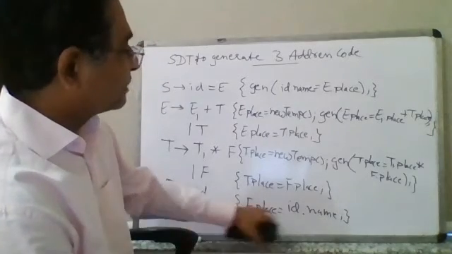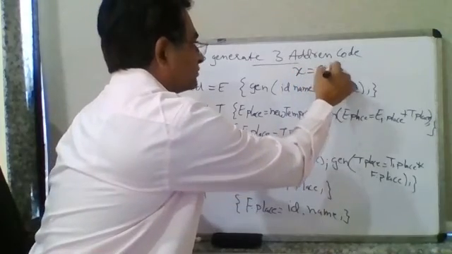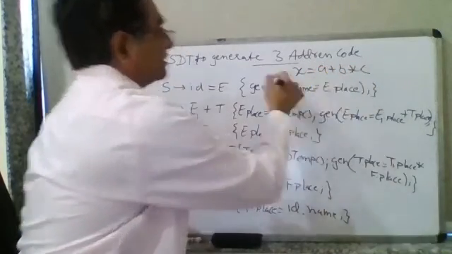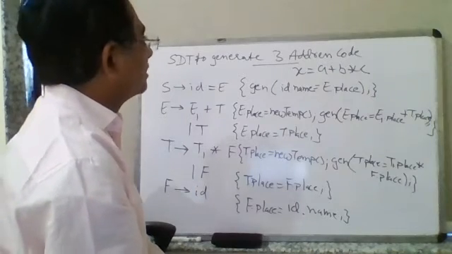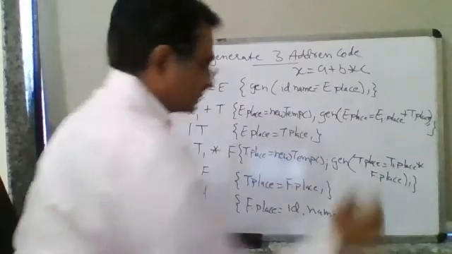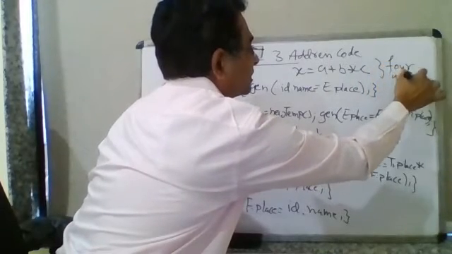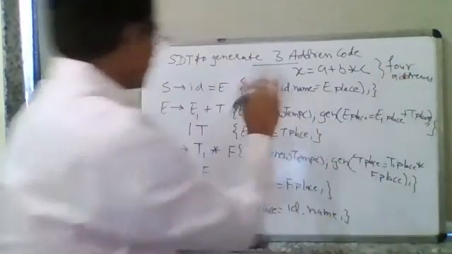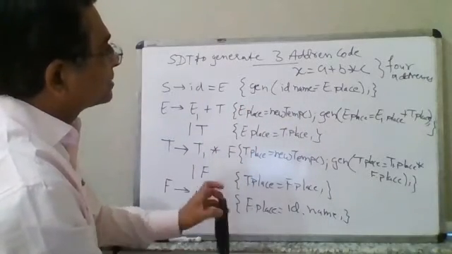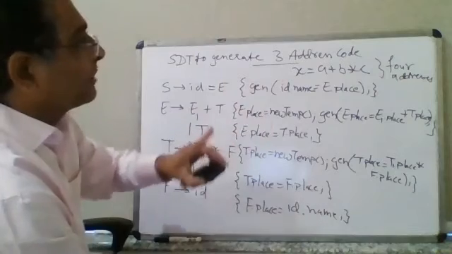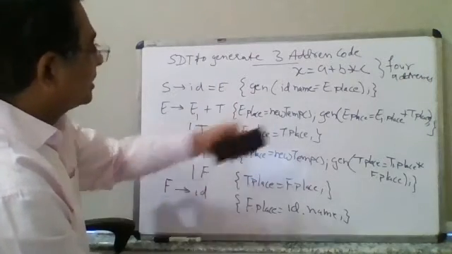So let's say x equal to A plus B star C, then this expression has 4 operands, right? 4 addresses. So our objective is to convert this into 3 address code. I need to convert it using this SDT into 3 address code. So what I will have to do first is convert this into the appropriate parse tree, and from the parse tree I will generate the appropriate 3 address code for it.